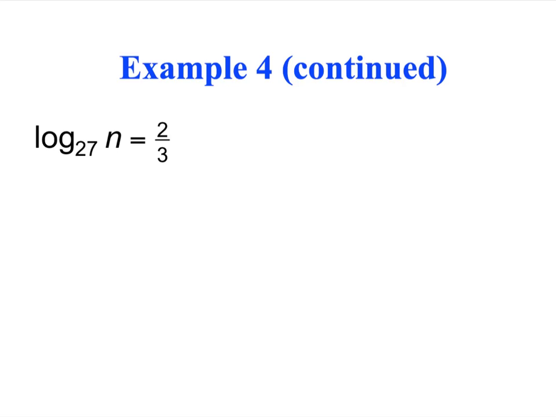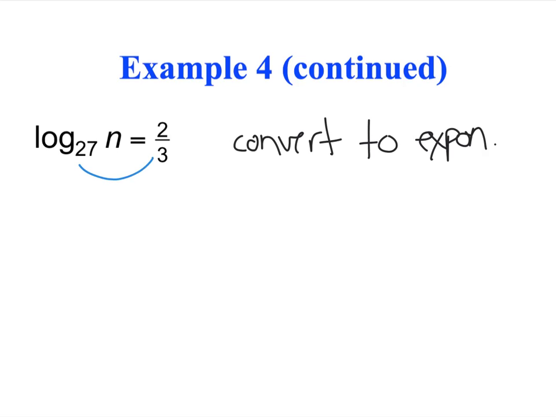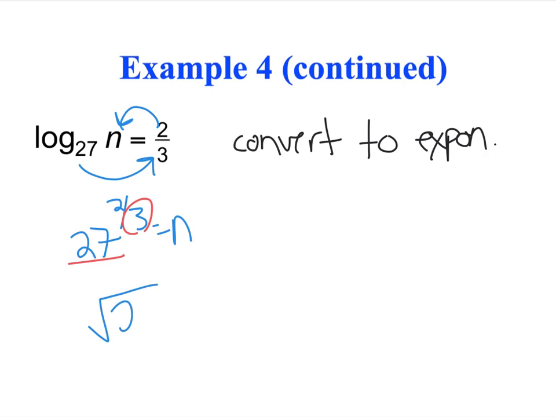Very, very similar. We're going to begin by converting it to an exponential using our arrows. So let's do blue this time. 27 to the 2/3 equals n. So now I just need to evaluate the left side here. Remember, this becomes my root. So I have 27 to the 3rd root, and all of that to the 2nd power will equal n.